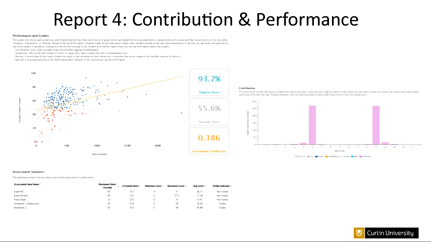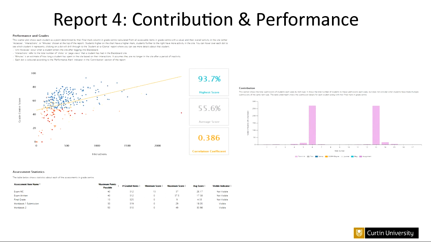Then underneath that, you have assessment statistics. So for each of the grade center items, just a simple, how many points is that assessment worth? The minimum and maximum score that anyone has achieved for that assessment, and the average score, whether or not the item is visible. Pretty simple. It's very similar to what's in the grade center score, but just gives you a sort of summary.